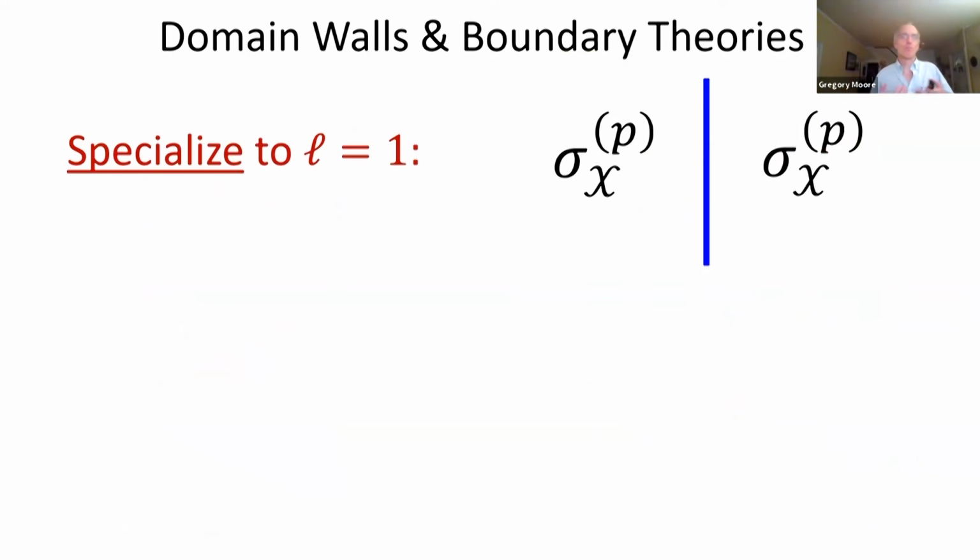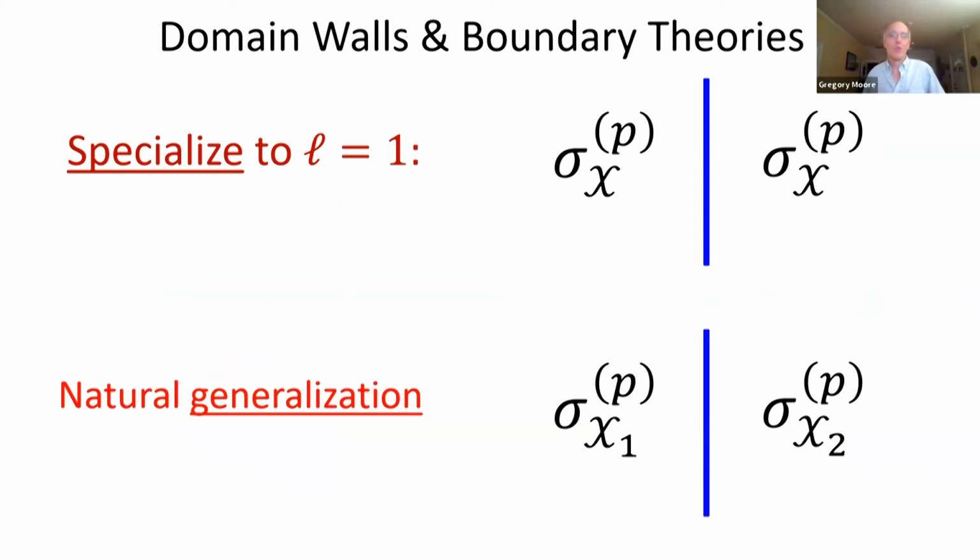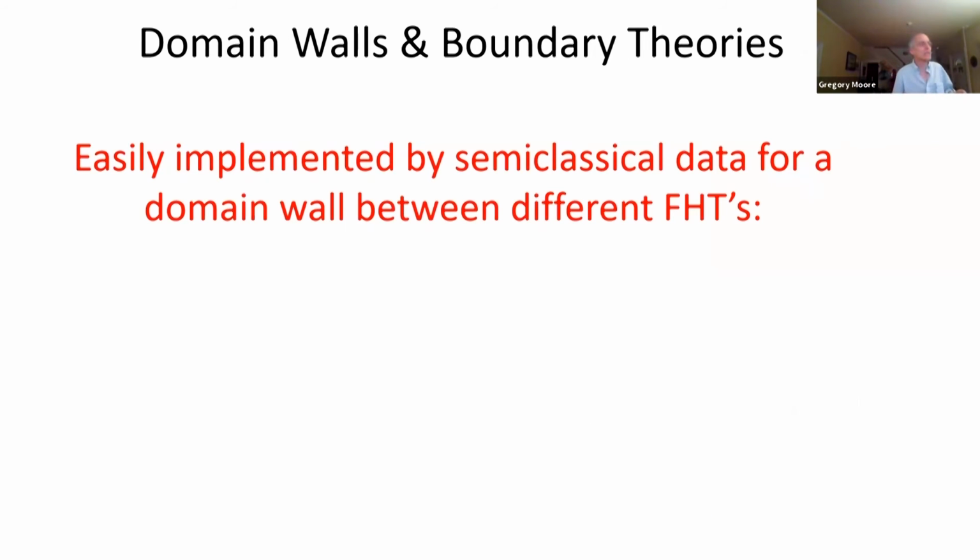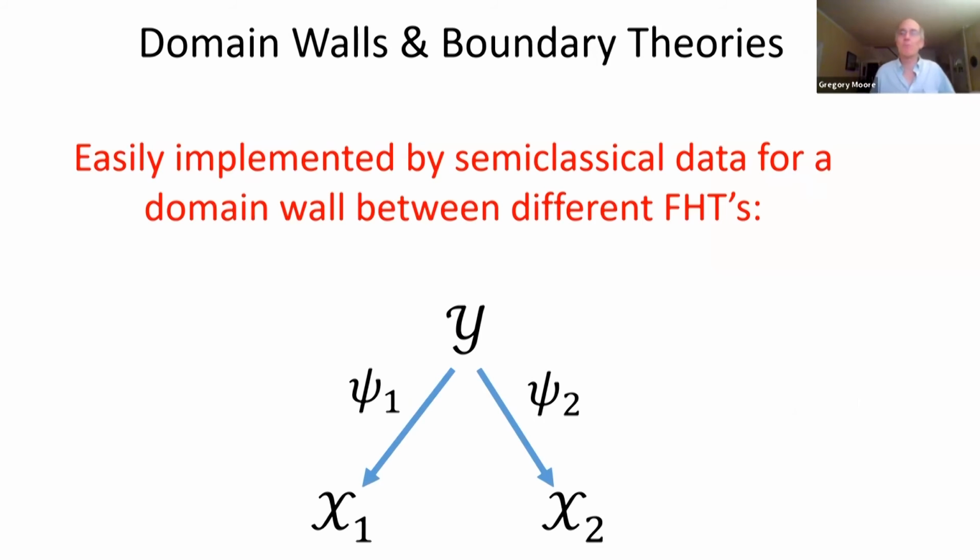Now, if we specialize to codimension 1, then we are, of course, talking about domain walls between the theory and itself. Once we do that, there's a natural generalization where we can have different finite homotopy theories on either side of the domain wall. So we can take different spaces x1 and x2 on either side. Why not? Then it's easy to implement the semi-classical data that defines such domain walls between different finite homotopy theories. That would just be a pair of maps from a common space Y to the different target spaces x1 and x2.